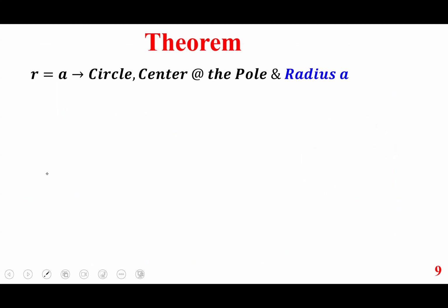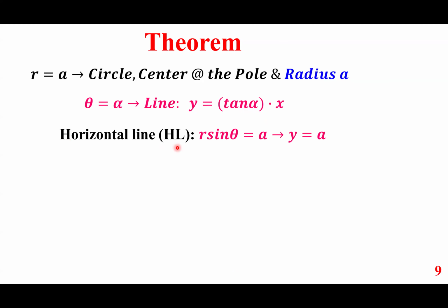Which means the synopsis of what we covered, the theorem says if R is a fixed number, any number, it's a circle. The center is at the pole and the radius is A. If theta equals alpha, then we have a line such that y equals tan alpha times x. Horizontal line, HL for short, R sine theta equals a constant, it becomes y equals A. If it's R cosine theta equals A, that's a vertical line, x equals A.